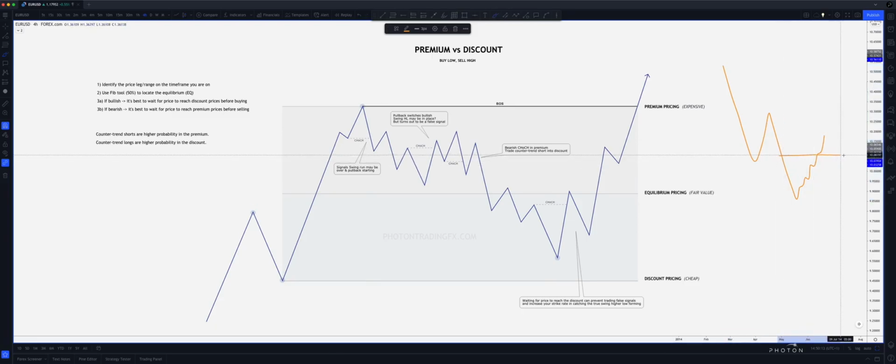Let's say that this is the EQ of this high and this low, then the counter trend longs are going to be higher probability anywhere within this section, right? Below the EQ. As soon as we start to go above the EQ and now we're in the premium price of this leg, right, that's where it's much lower probability to be buying that counter trend short, because at any point, right, that lower high could be about to go, right? So that's the general idea behind that.